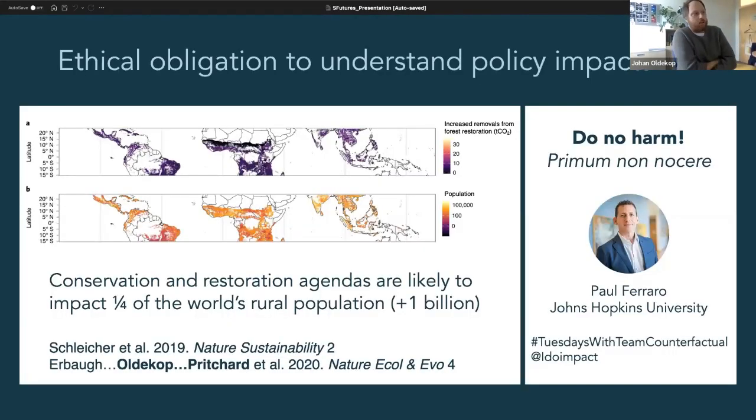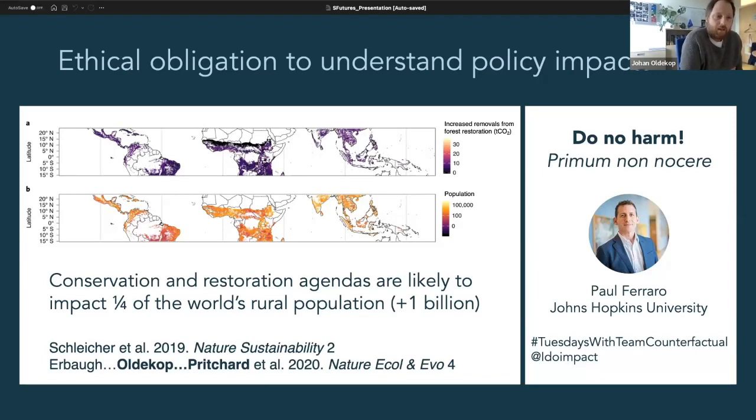I want to start by stating that conservation is really a crisis discipline. We're now in the process of setting very ambitious conservation agendas to restore an area the size of India when we look at forests, and to double the amount of land under protection by 2030. So going from about 17% of land area currently protected, under protected areas or national parks, to approximately 30. And this increase in protection and this focus on restoration is likely to impact about a quarter of the world's rural population, so over 1 billion people.